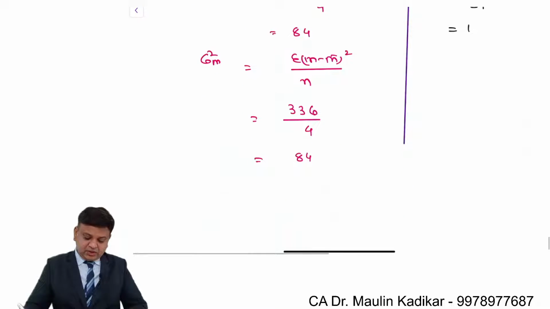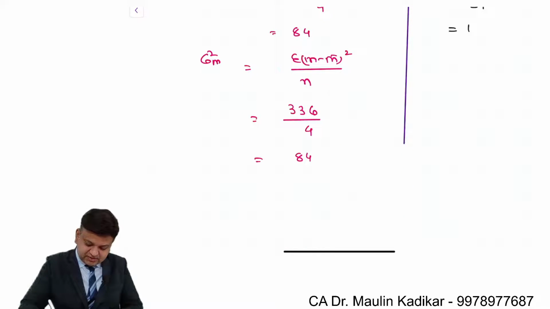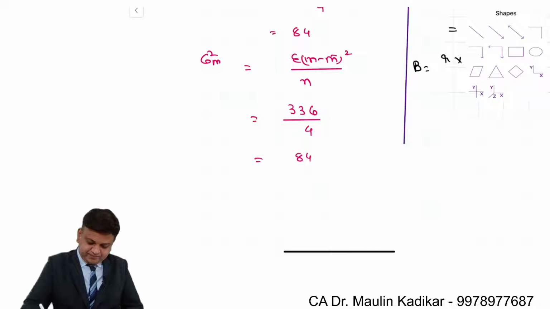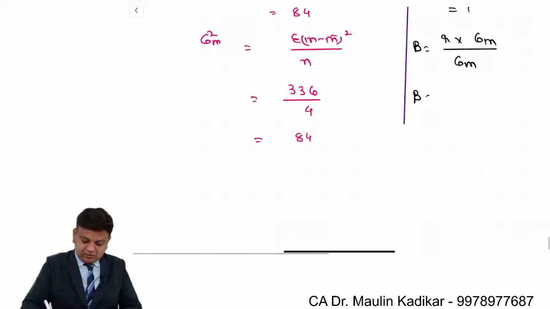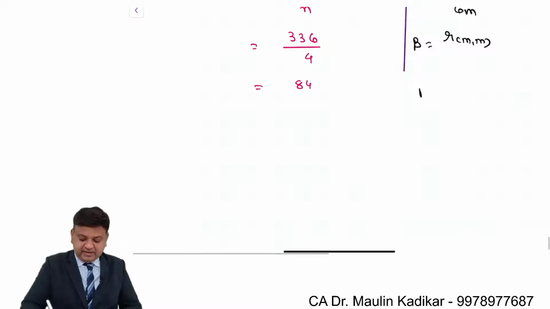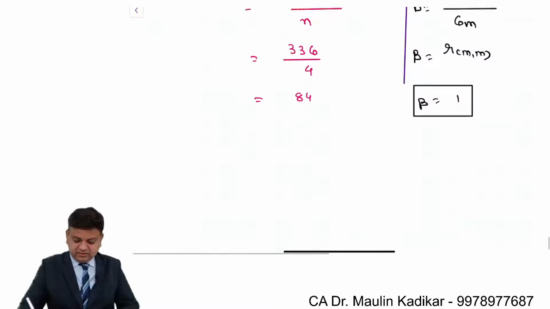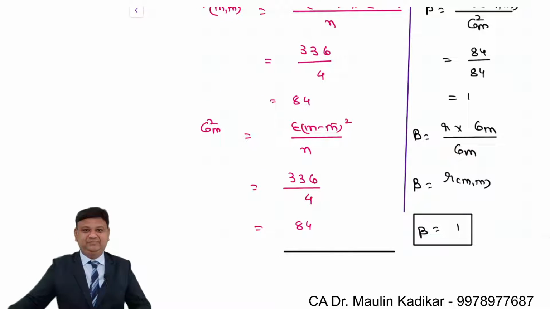If you use the other formula, then it is like this. Beta is R into standard deviation of market divided by standard deviation of market. So beta is equal to R of market with market. And of course, R between market with market is always 1. So beta of the market portfolio is always 1. This is what we understand.